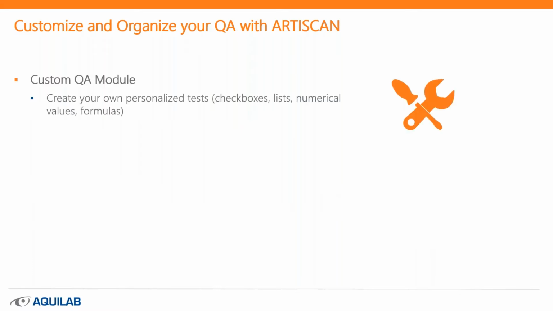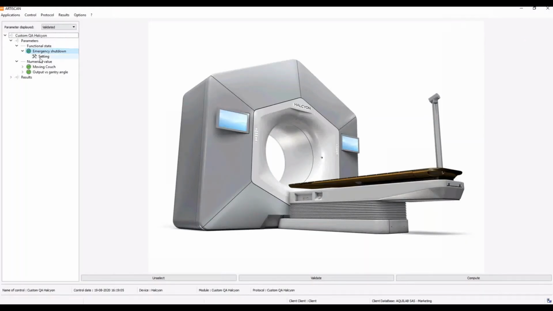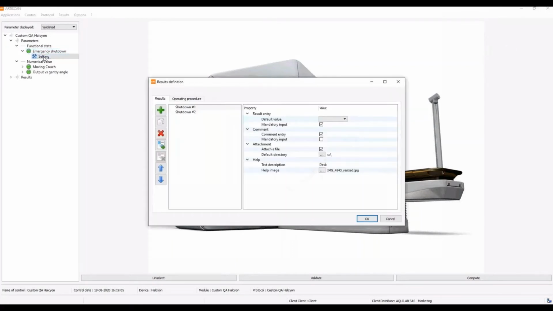So it's possible to have what we call in ARTISCAN the custom QA module. This module is a specific module to personalize tests. So this is not a DICOM image analysis module, but in this module you can create tests with checkboxes, with lists, with numerical values, and create your own formulas. So in ARTISCAN, here I've created on the left 3 parameters. The first one is the emergency shutdown.